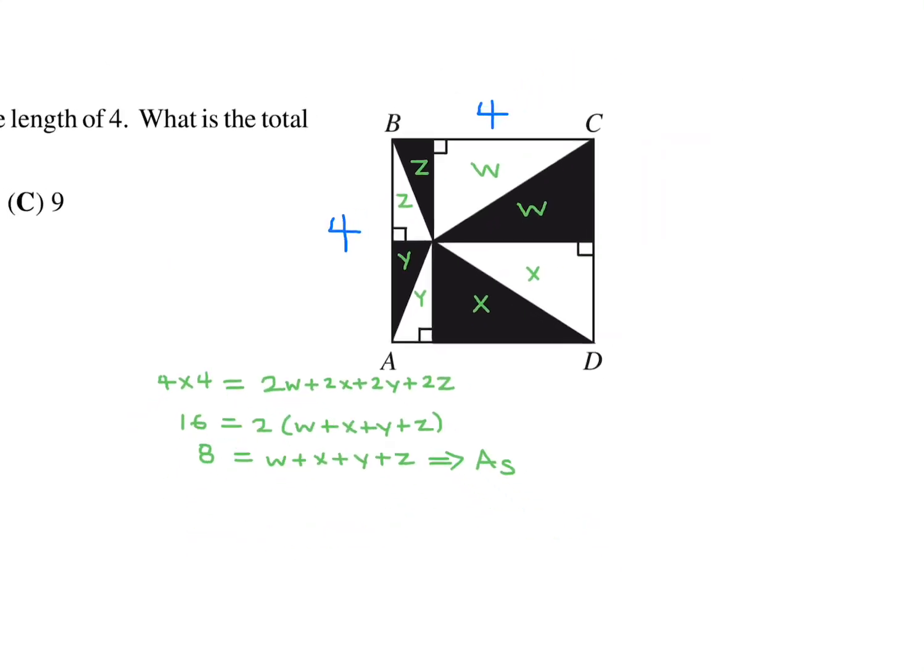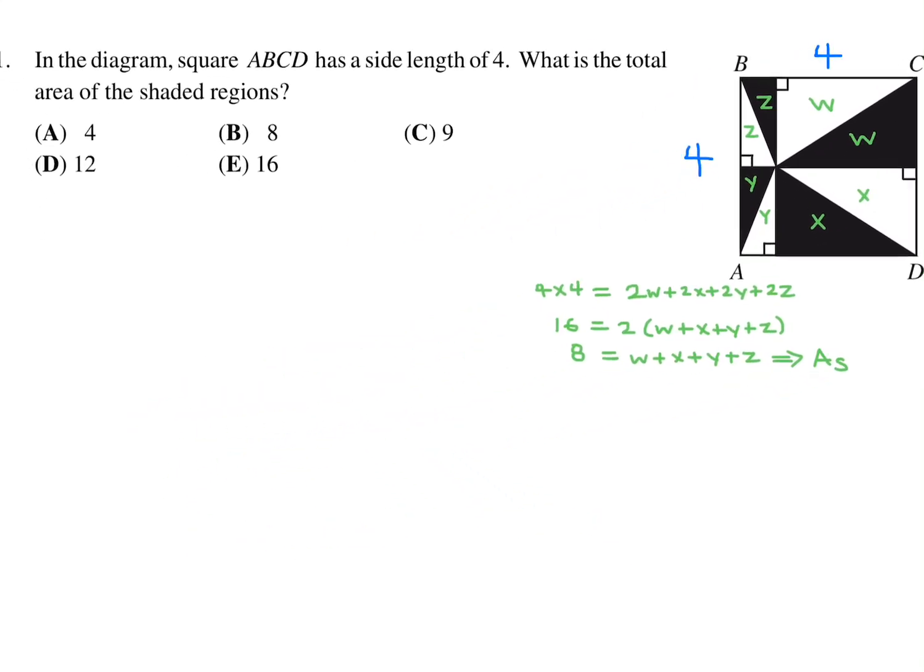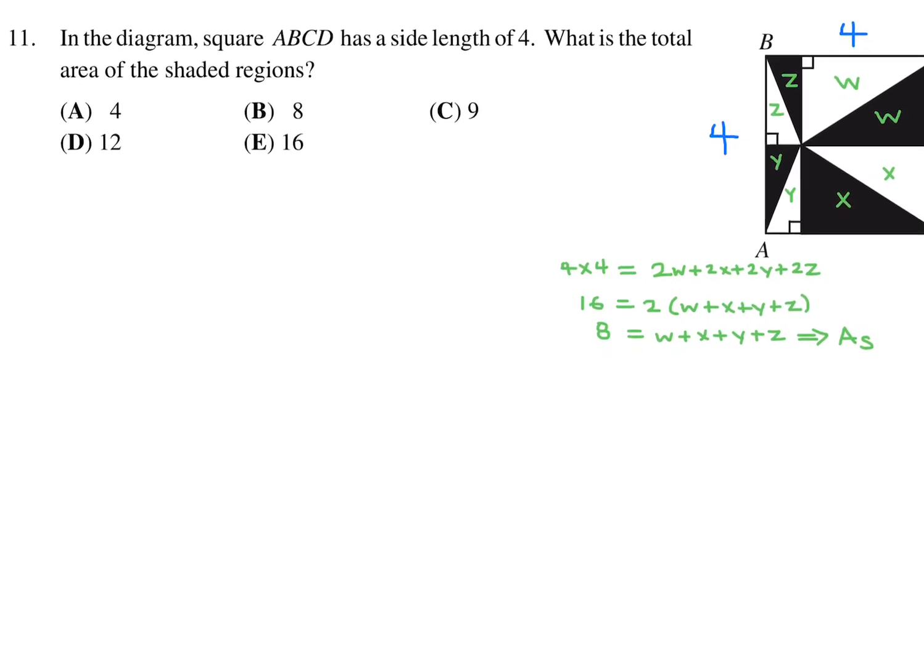And that is what they're asking us to figure out. What is the total area of the shaded regions? So the answer is 8. And therefore number 11 is B.